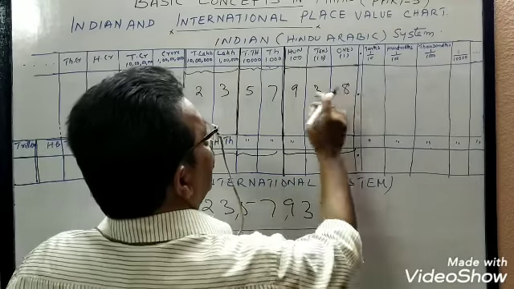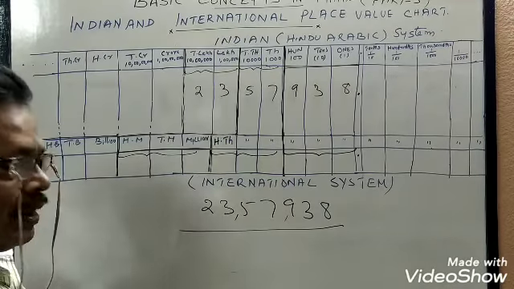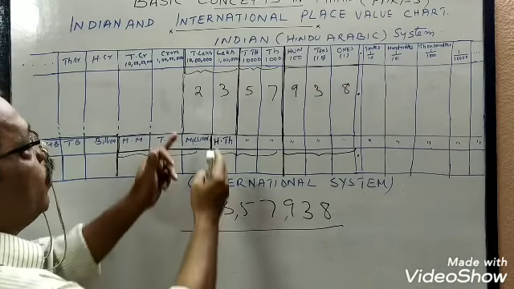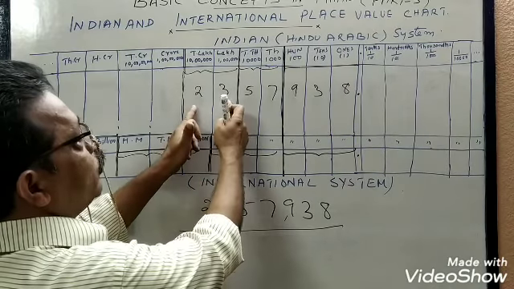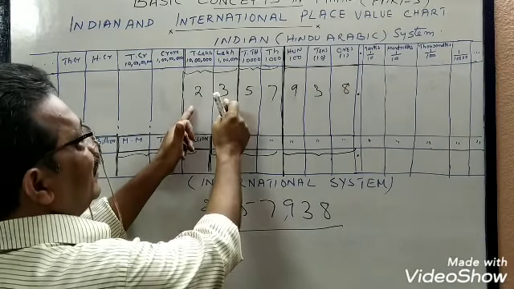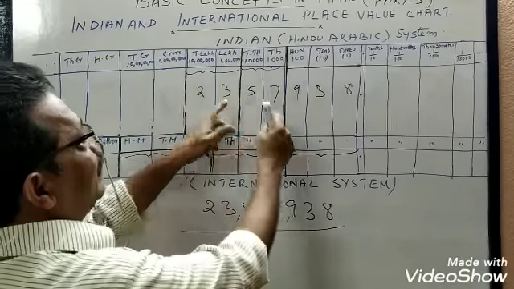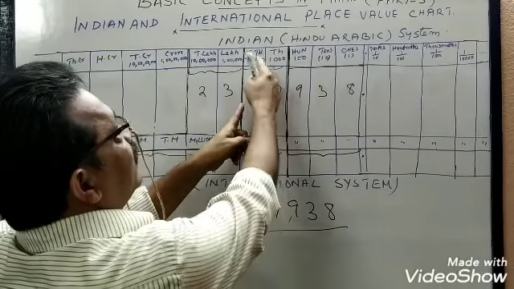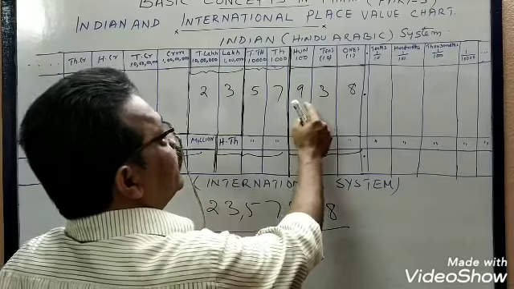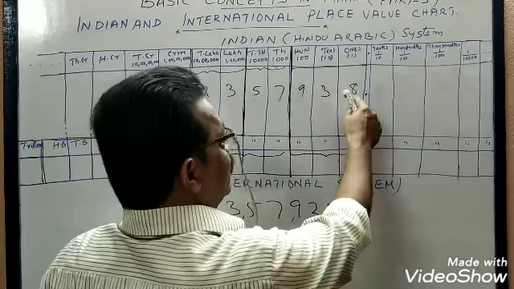You might have noticed that when we name a number, one period is told together. See, 23, that's the period of lakh, and we say 23 lakh. Then 57,000, and this together 938.